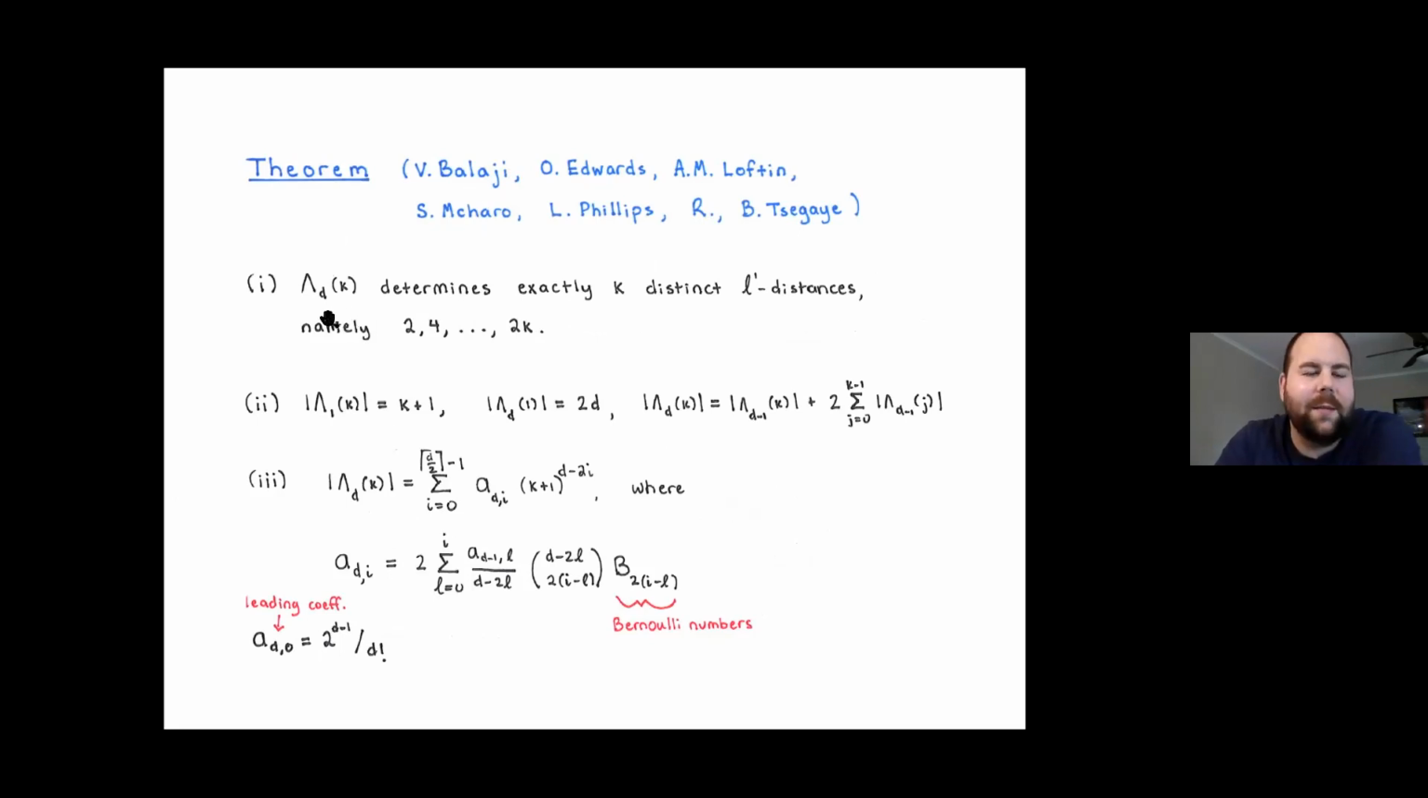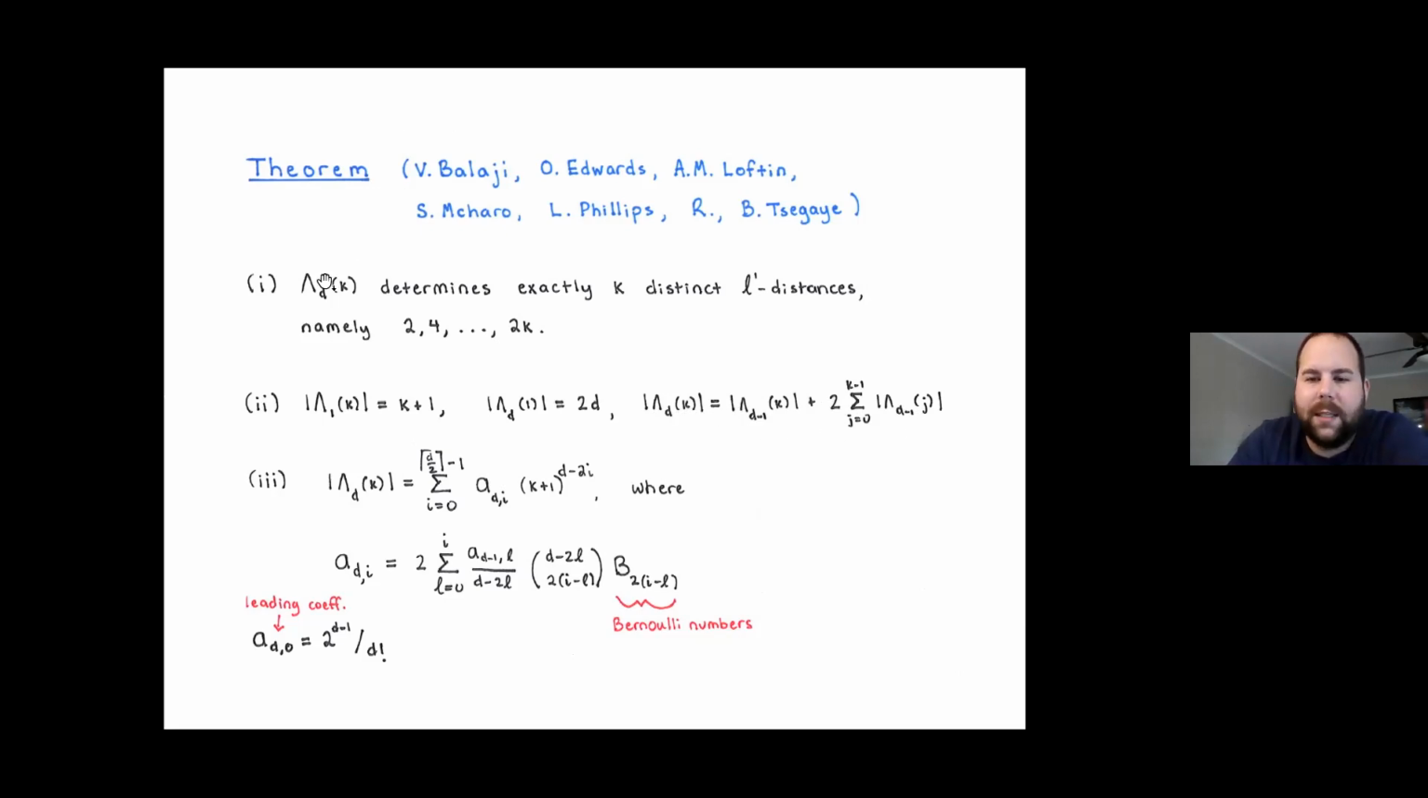So first of all, lambda d of k does what it's supposed to do in that it determines exactly k distinct L1 distances. It's exactly like I said. By the triangle inequality, they're all bounded by 2k, but also by this parity observation, they're all even. So there's only k of them. The other important thing for the context of this question is how many points are there in this set in general? And this is a little messy, but a key here is this recursive formula. If I draw your attention to the right-hand side of item 2.